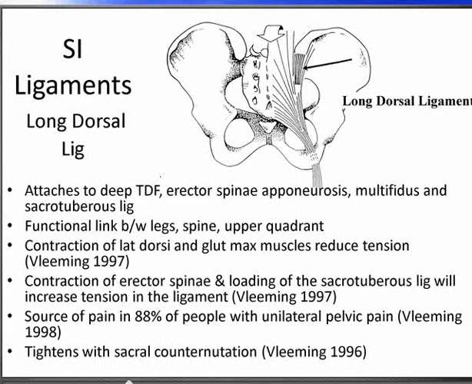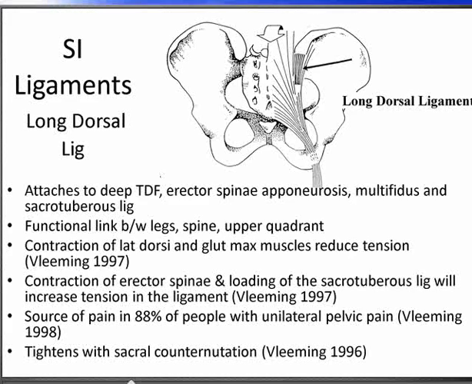So contraction of the latissimus dorsi and glute max muscles will actually reduce tension within this ligament. Contraction of the erector spinae and loading of the sacrotuberous ligament will increase tension of this ligament.